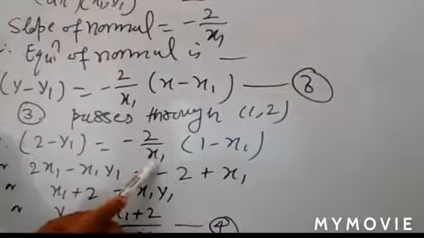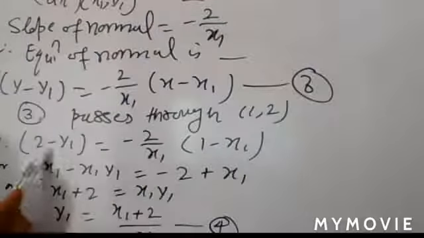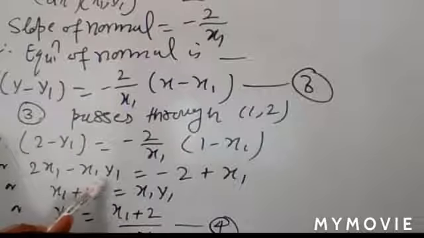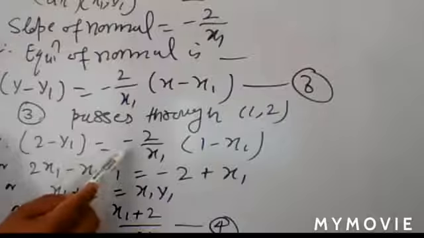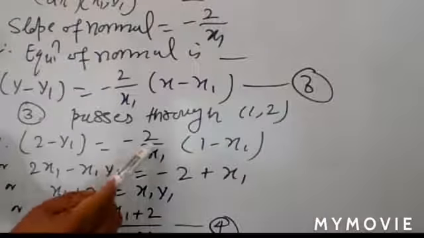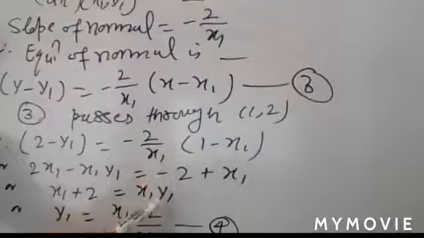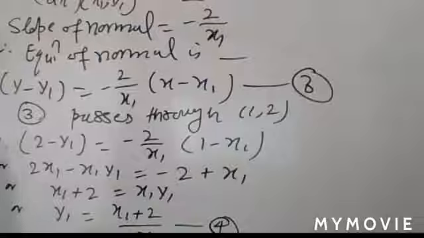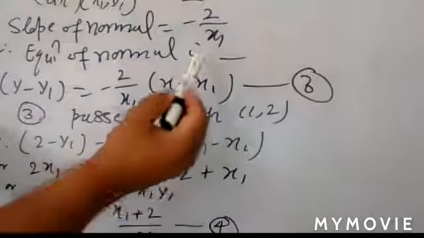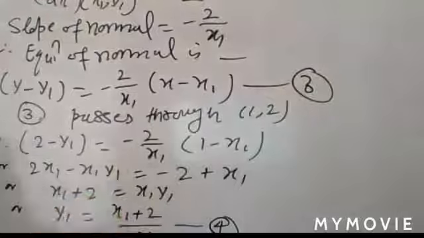Okay, here you have x1. So this x1 is multiplying to left side. So you have 2x1 minus x1 y1. +2x1 होगा ना here. Right hand side, -2 into -x1, -2 plus x1. Here it changed the sign, because the slope of normal is already given, -2 by x1. While finding the slope of normal, you have to take the reciprocal of the slope of tangent and change its sign.